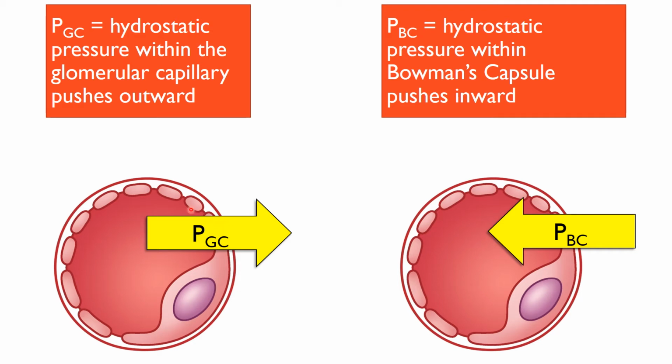So hydrostatic pressure is kind of the pressure exerted by the fluid within the glomerular capillary that has a net kind of pushing outward effect. Now, hydrostatic pressure within Bowman's capsule or Bowman's space, that would be denoted by the big P and then either a BC or a BS. That's the kind of fluid pressure as exerted by Bowman's capsule or Bowman's space, kind of pushing back inward upon the capillary.